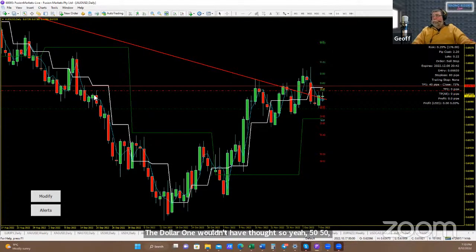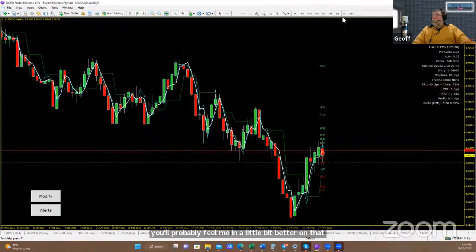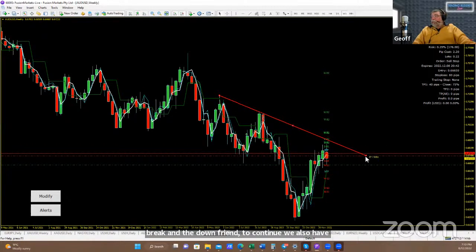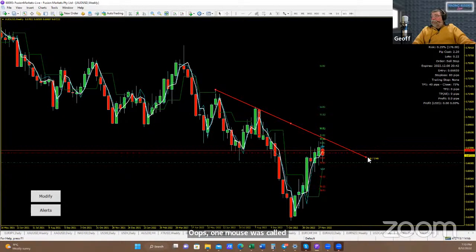Ash will probably fill me in a little bit better on that, but I can still see the potential for that to be a false break and the downtrend to continue. We also have, oops, my mouse was caught on the mouse pad. We also have that situation where we're not only potentially bouncing off the horizontal level, but there is a bit of a confluence there. And I do see downside here on Aussie versus the dollar from a technical perspective.